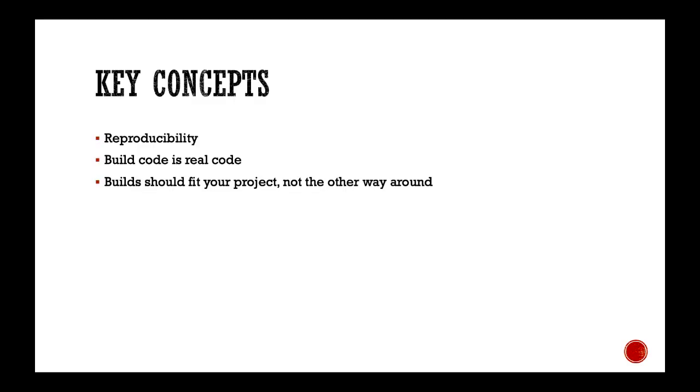Today we are moving on in an intro to software engineering with building. Building is a really important piece of software development, and it gives us some really key things that we need to remember. One is all about reproducibility. The second is that all the code we write to build our software is real code and should be treated as such. And you should always remember that the build should fit your project, not the other way around.